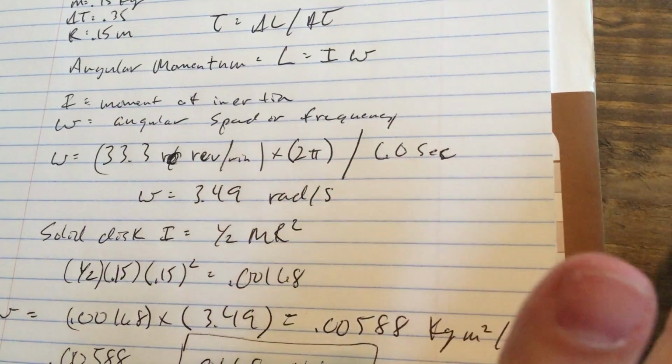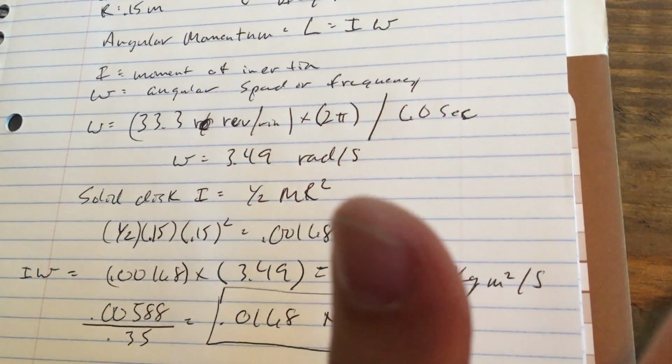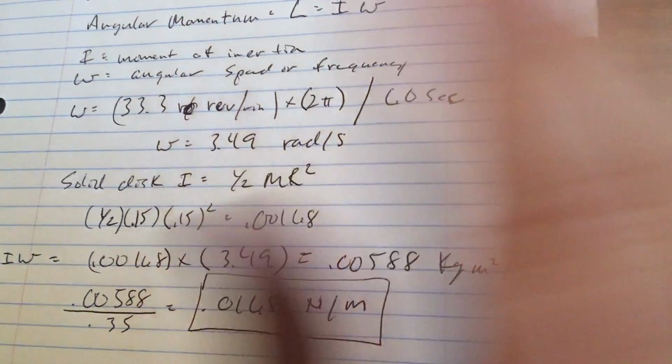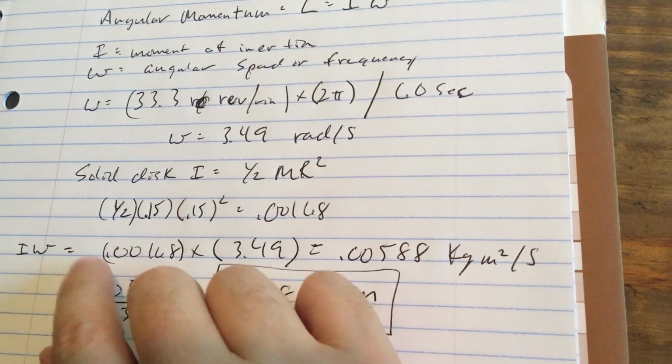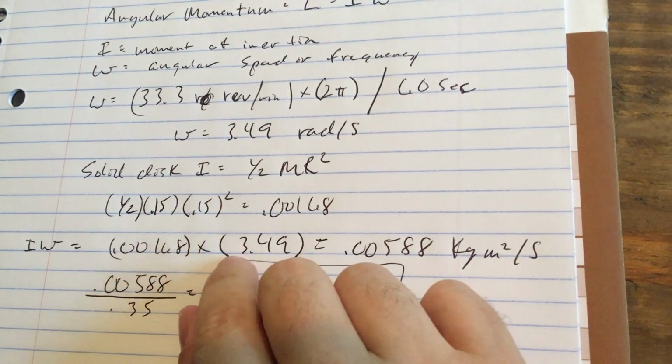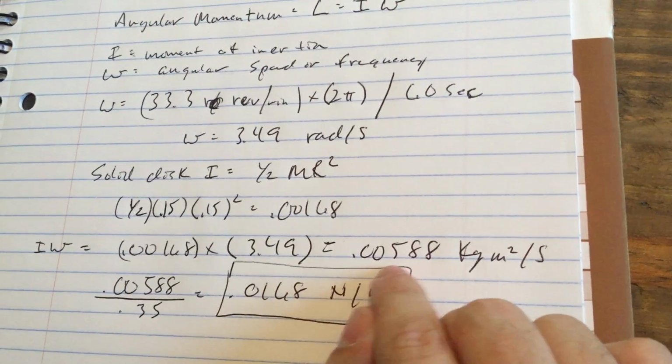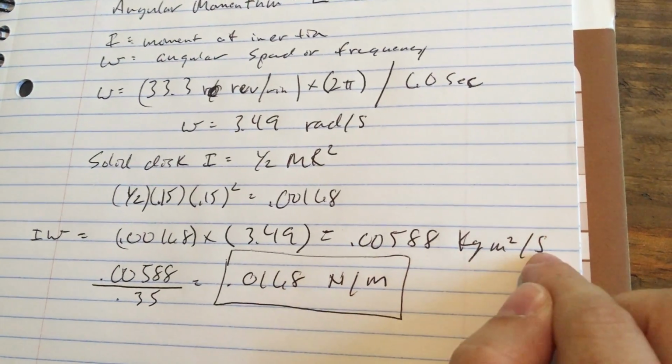Now we have everything we need to calculate angular momentum. So we put all that in. 0.00168 times 3.49 equals 0.00588 kilogram meters squared per second.